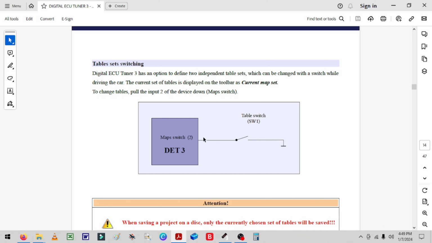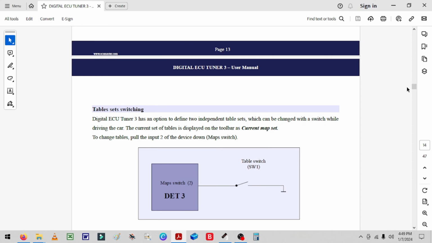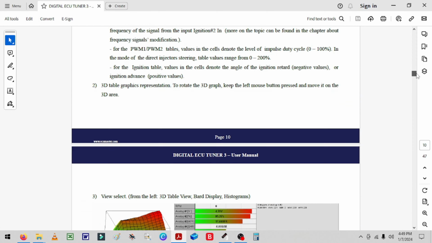So power is being supplied over here, so when you make your switch, it grounds it so it knows that it should move to that second map. And like I said, you can do it while the car's running, driving, it doesn't matter. And to flip back, you simply flip your switch back, it goes back over to the other map, and you're all set.